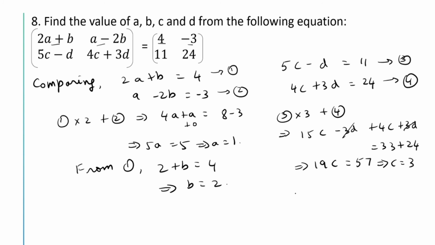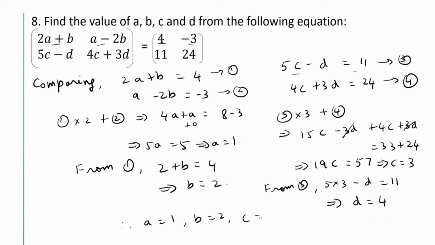Now we can substitute c equal to 3 in equation 3. So from 3 we get 5 into 3. We are substituting c equal to 3 in this equation. So 5 into 3 minus b equal to 11, or from this we get b is equal to 15 minus 11, which is 4. So therefore a equal to 1, b equal to 2, c equal to 3 and d equal to 4. So these are the values for a, b, c and d.